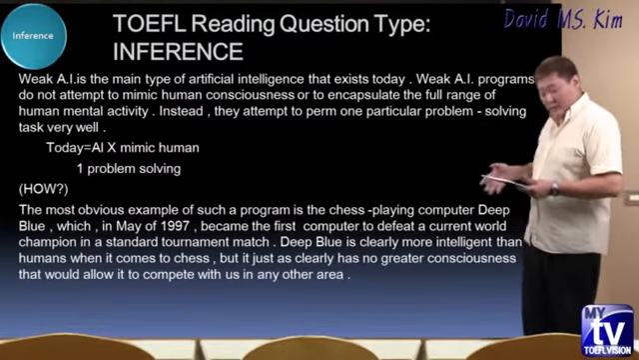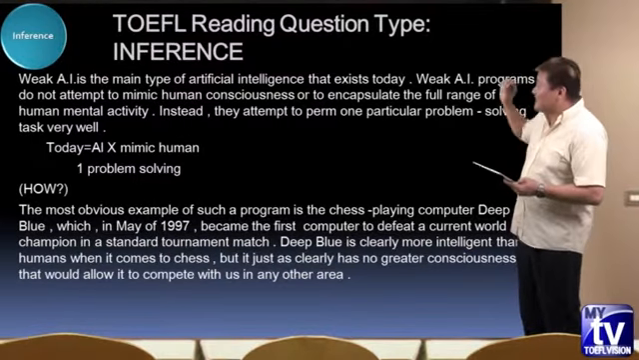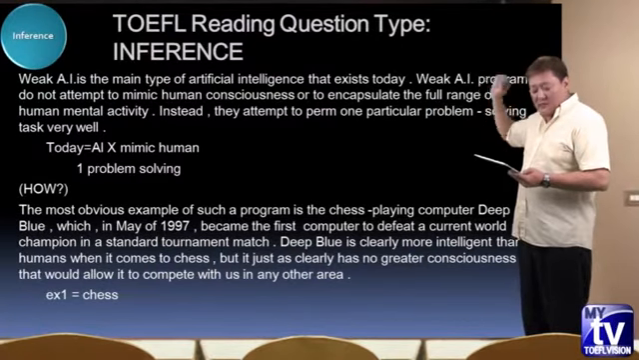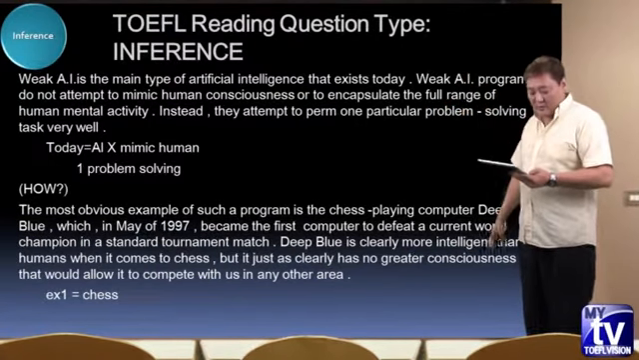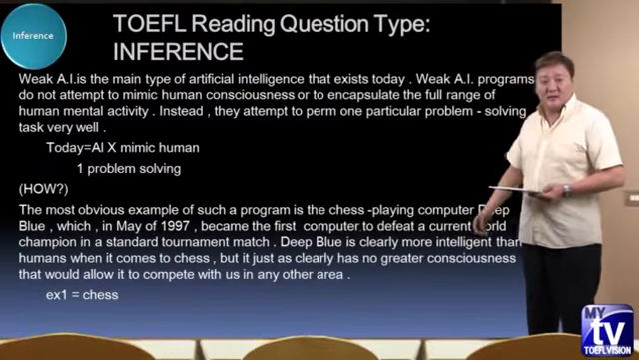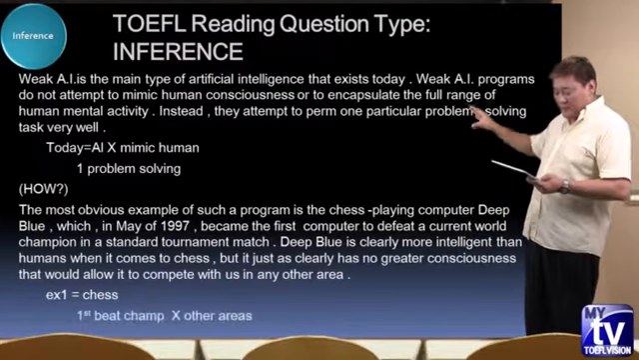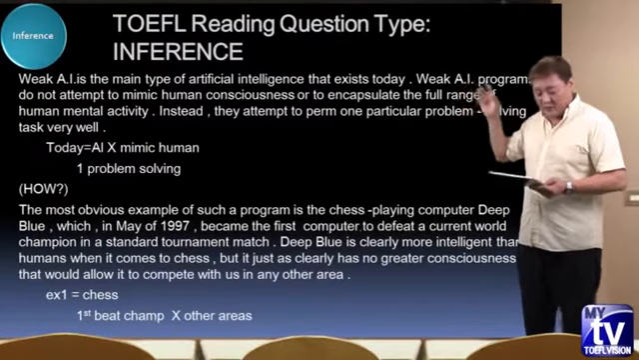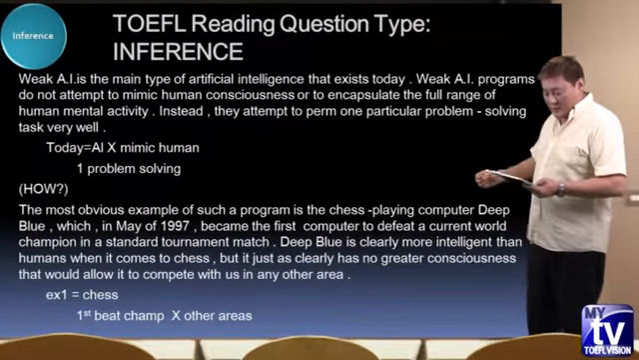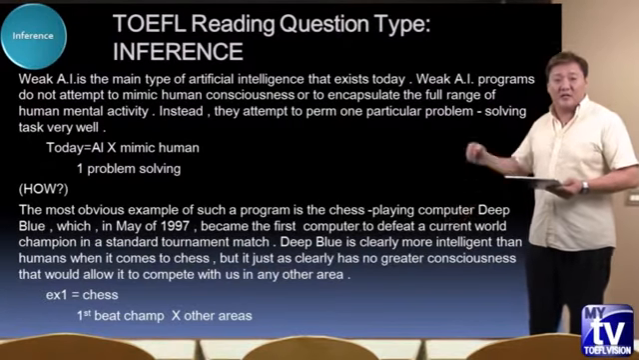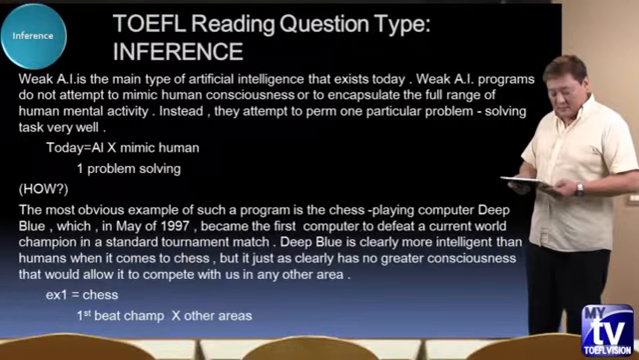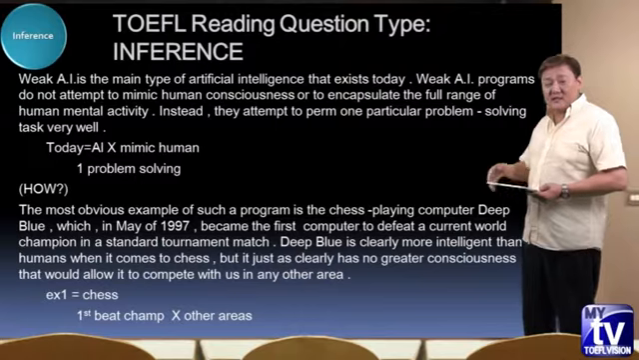So I'm skipping through. Basically, the first thing is it's giving you an example. So I'm going to put example 1, and the example was what? Chess. It's Deep Blue chess, but we don't care about Deep Blue, we say chess. What did they do? They beat the current world champion. But in the next sentence, where it says "but", remember the word "but" or "however" is really important. But it has no greater consciousness. So basically, what is it telling you? They can't beat us in other areas, only in chess. So that's the example.